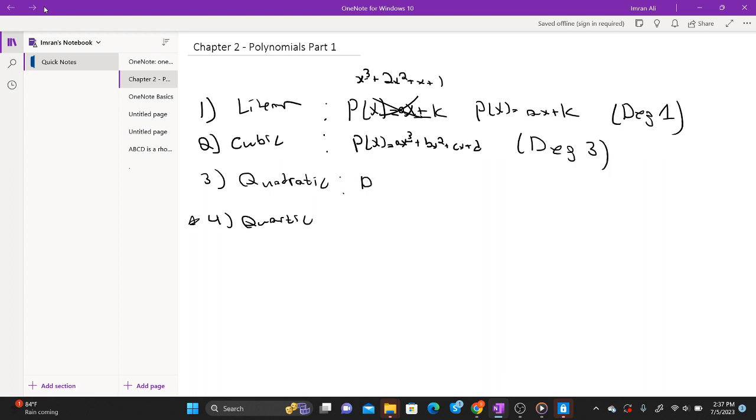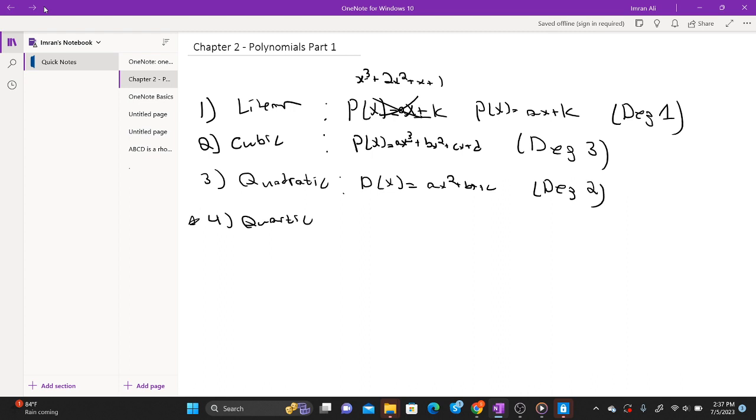Quadratic is p of x equals ax squared plus bx plus c, where a, b, and c are constants. Now, you probably have more experience with quadratics, finding the zeros of a quadratic. We'll get to the zeros in a second, but finding the solutions to a quadratic equation. So this has degree of 2 because of the exponent in the front.